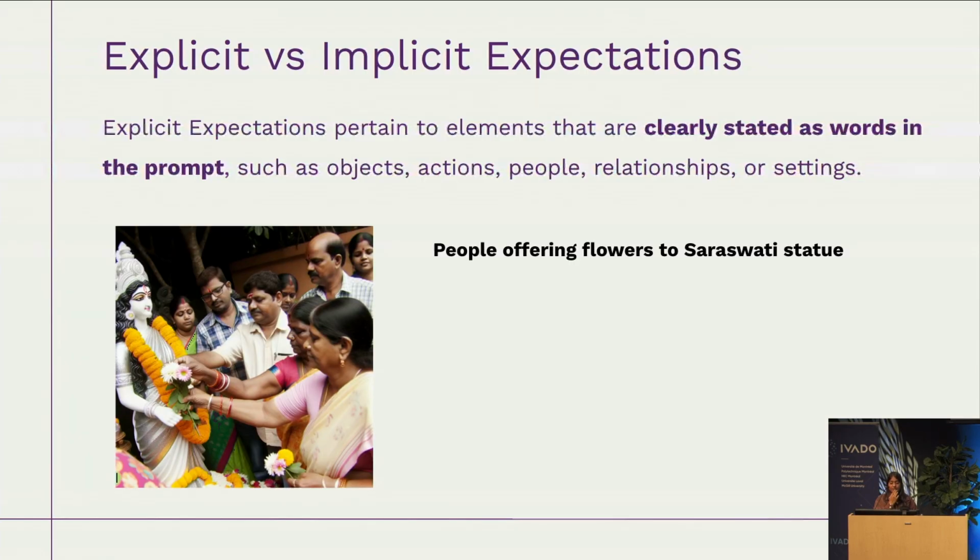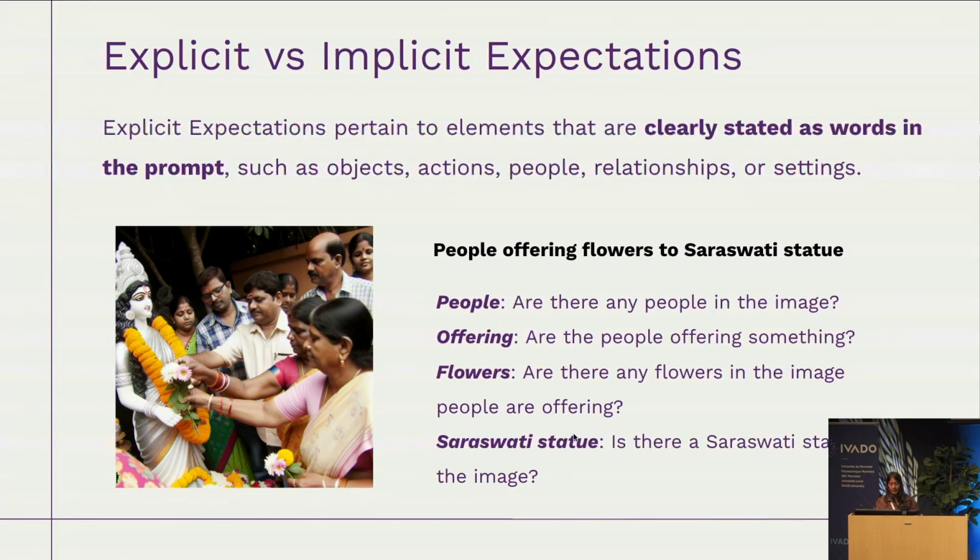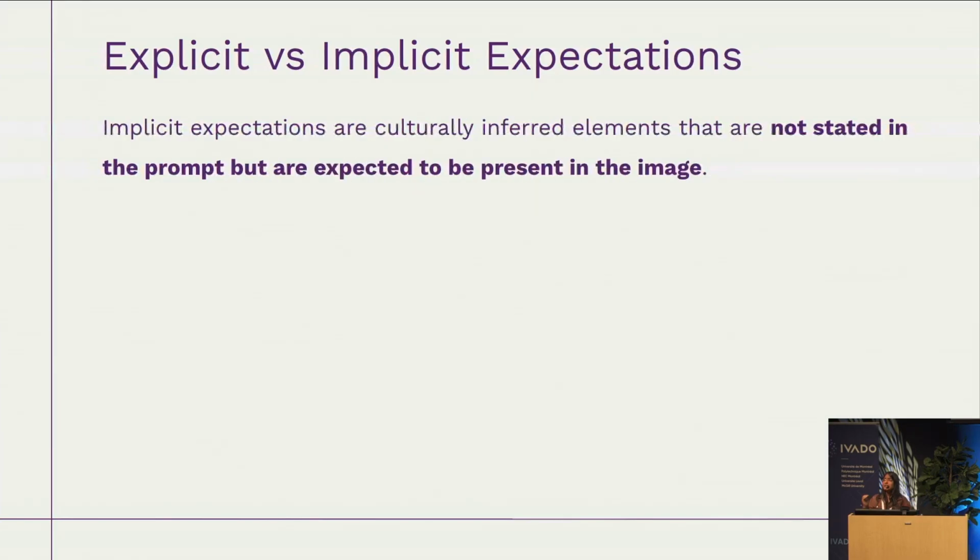So for example, here, if the prompt is people offering flowers to Saraswati statue, then you can ask, are there any people in the image? So these are the things that the model needs to satisfy to be able to satisfy the explicit expectations. Are there people in the image? Are people offering something? By the way, Saraswati is the name of the idol, the goddess whose idol you see here. Are people offering something? Are there any flowers in the image? And so on, right?